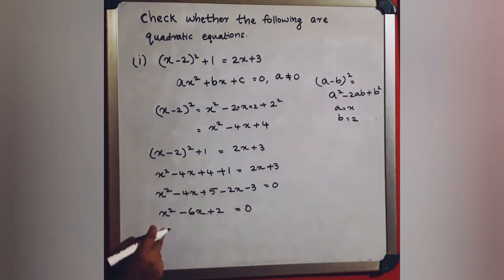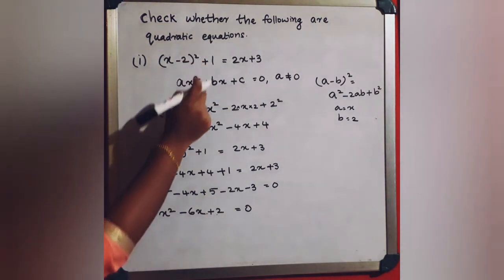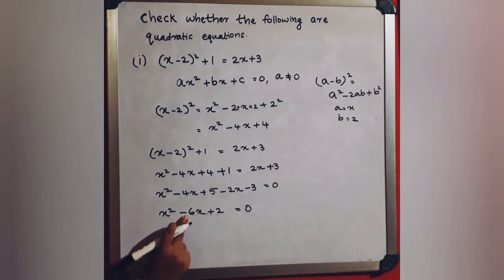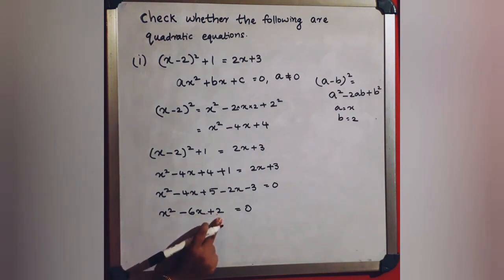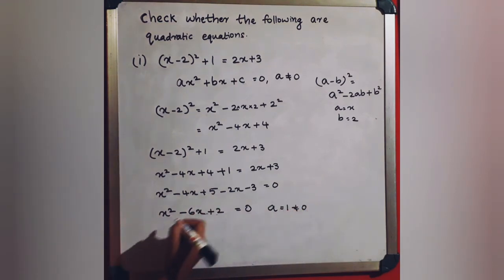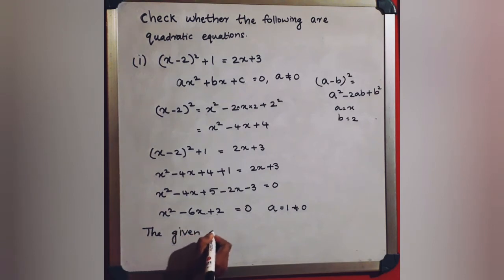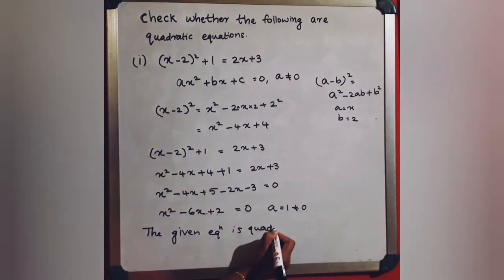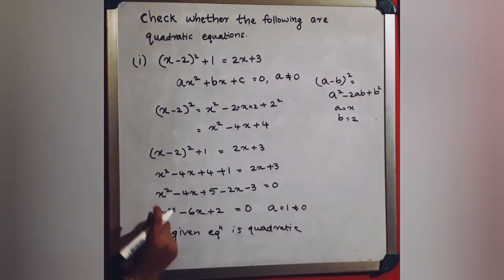So we can represent x minus 2 whole square plus 1 equal to 2x plus 3 in the form x square minus 6x plus 2. Here a is equal to 1, not equal to 0. So the given equation is quadratic, since it is represented as ax square plus bx plus c equal to 0 where a not equal to 0. So the given equation is quadratic.